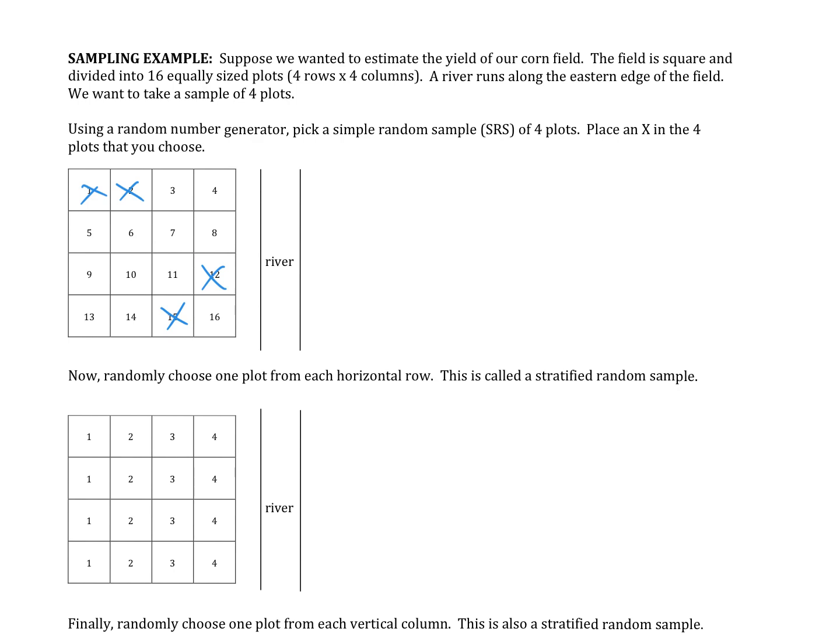Okay. Now, next way we could choose the sample is we choose one plot from each horizontal row. This is an example of a stratified sample. So we're going to pick one from here, one from here, one from here, one from here. In your calculator, you are going to choose a random integer between 1 and 4, and again, you're going to do it 4 times. I got 4, and then 3, and then 2, and then 1.